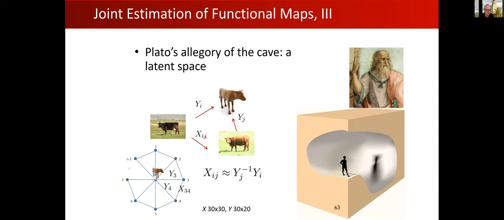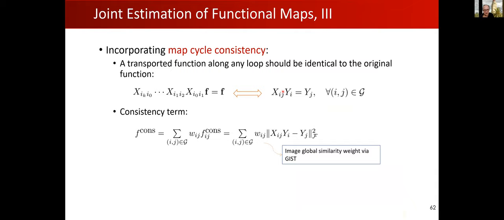Now, of course, these are not really the same cow in this background, that's different. So to allow for some error, we make these Y maps allow some loss. While the Xijs are 30 by 30, we allow the Ys to be 30 by 20. To guarantee the cycle closure, we're trying to find not only these Xijs, but also these Yis that play well with the Xijs. And we put more weight in this preservation for strong edges in the graph, for very similar images.